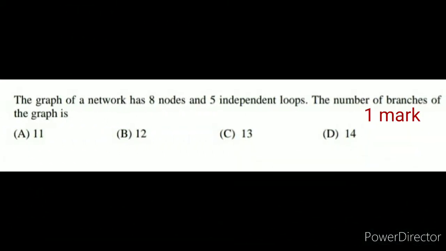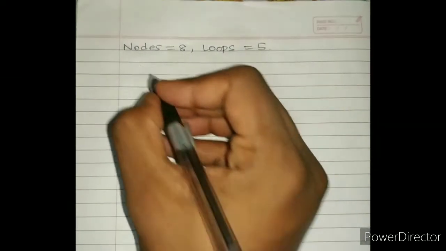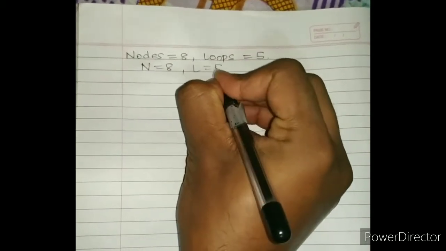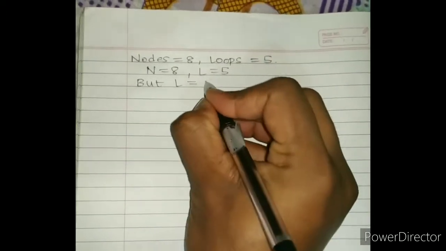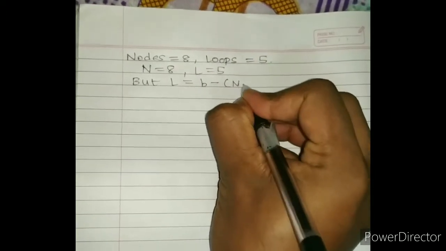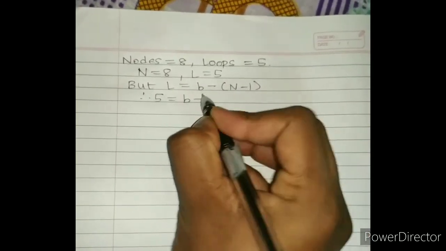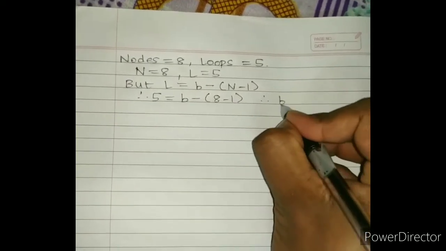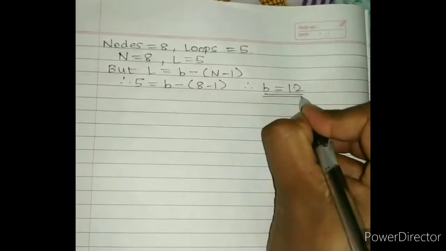In this question, we have to find out the number of branches of the graph. Now, n is equal to 8, L is equal to 5. But we know that the formula of number of loops is equal to b minus n plus 1. Therefore, 5 is equal to b minus 8 plus 1. Therefore, b is equal to 12. Thus, the number of branches are 12.